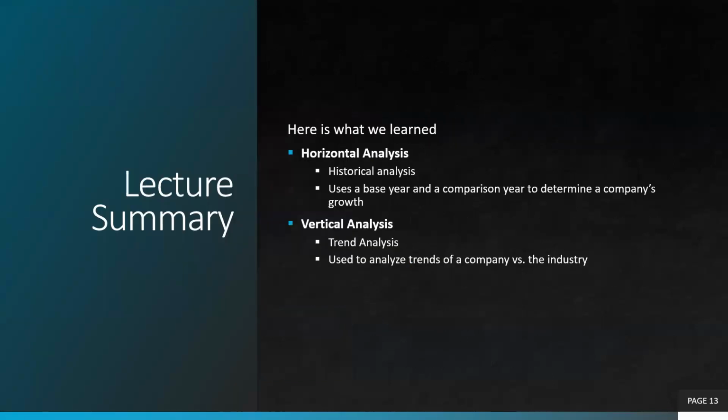So here's what we learned in this lecture. Horizontal analysis gives you a historical analysis if you wanted to use several years, and you use the base year versus the current year to determine the company's growth. And the vertical analysis is also known as trend analysis, and it's used to analyze the trends of a company versus the industry, or you can use it just to analyze the trends of the particular company that you're studying. You don't necessarily have to compare it to industry.